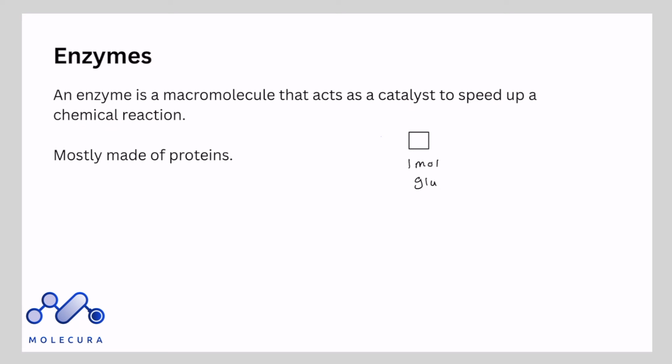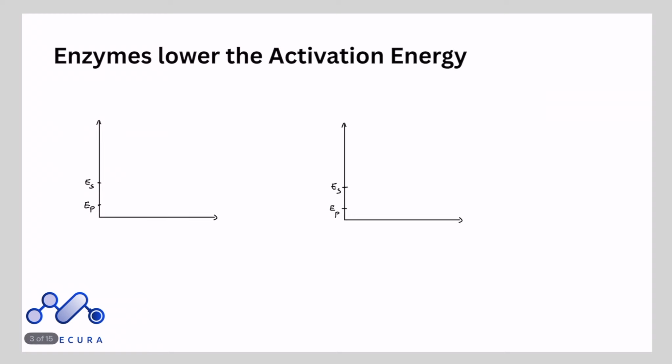Now, most enzymes are made of proteins, but not all of them. We know that some enzymes could be a form of nucleic acid, namely RNA. But how do enzymes speed up this chemical reaction? Enzymes speed up the chemical reaction by lowering the activation energy. What do we mean by that?